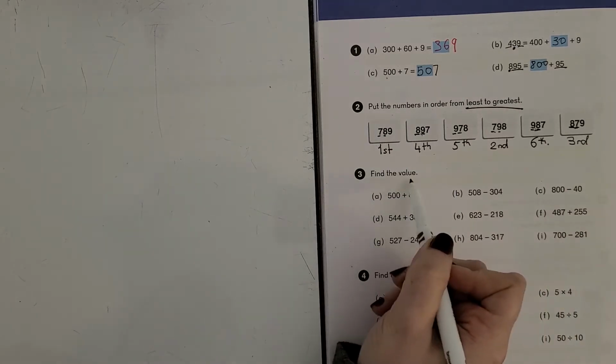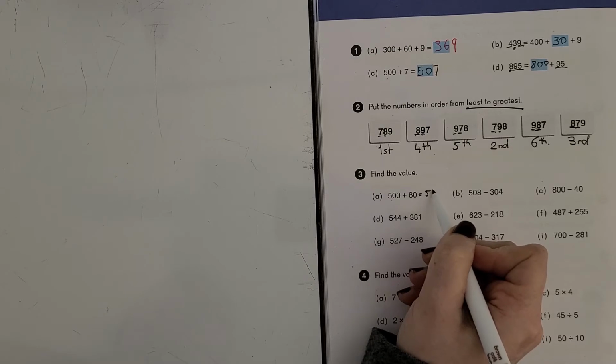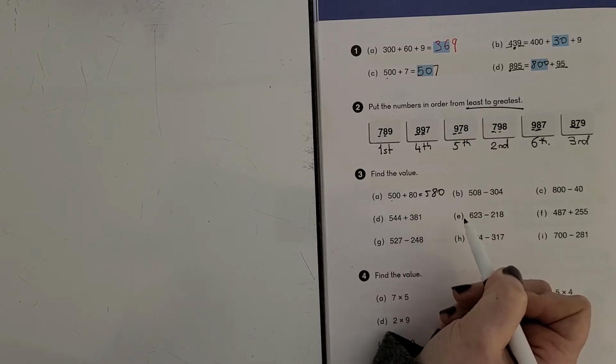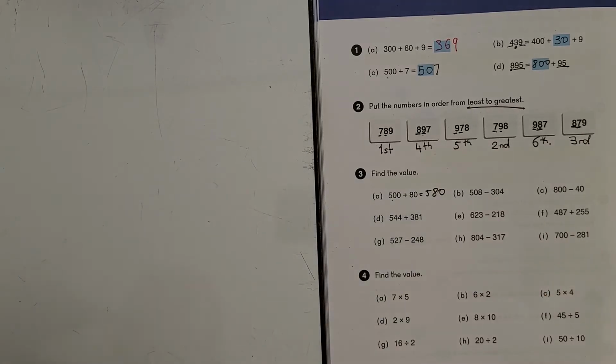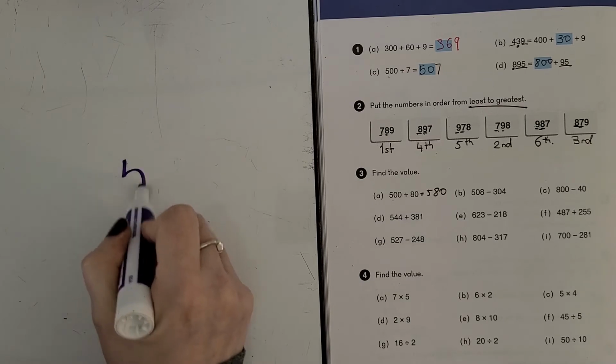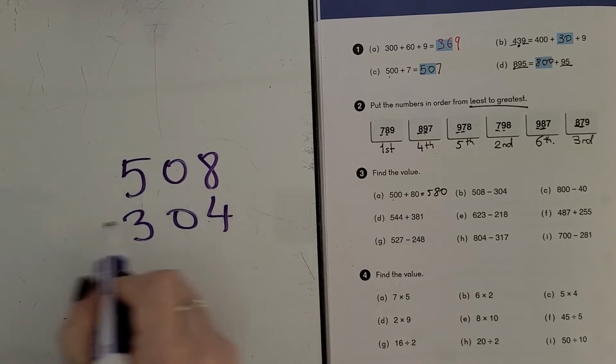Let's take a look. Now all we're going to do is find the value. 500 plus 80, 580. Let's look at B. 508 minus 304. I'm going to go ahead and work that on my board, or you can use a scratch sheet of paper. 508 minus 304.